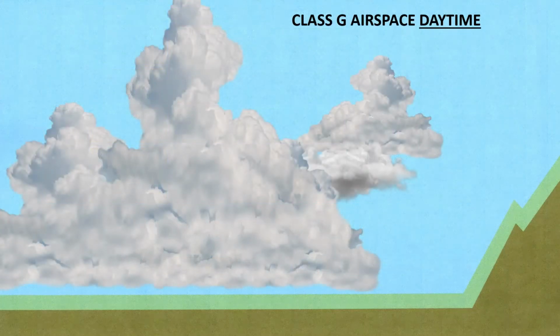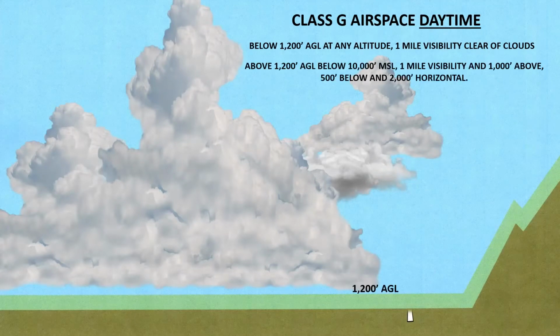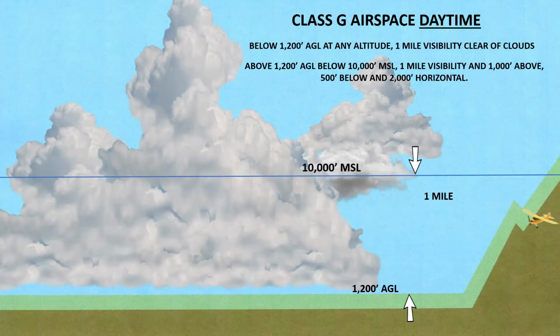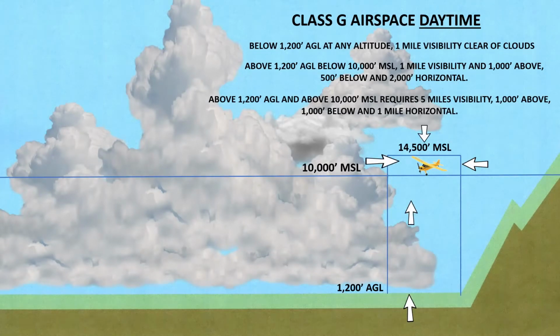During the day, the Class G airspace rules state that below 1,200 feet above the surface, regardless of MSL altitude, all you need to maintain VFR is 1 mile visibility and to remain clear of the clouds. Above 1,200 feet AGL and below 10,000 feet MSL, you must have 1 mile visibility and remain 500 feet below, 1,000 feet above, and 2,000 feet horizontal from any clouds. Above 1,200 feet AGL and above 10,000 feet MSL, you must have 5 miles visibility, remain 1,000 feet above, 1,000 feet below, and 1 mile horizontally from the clouds.